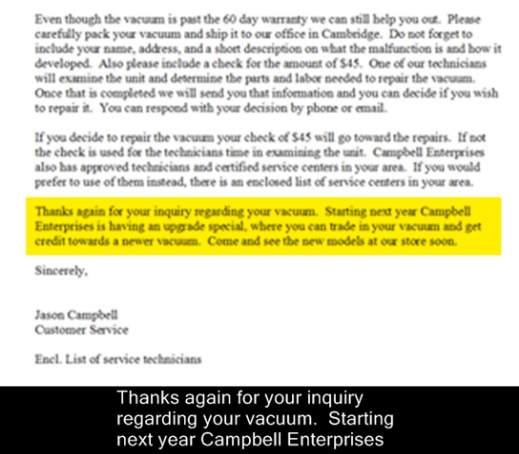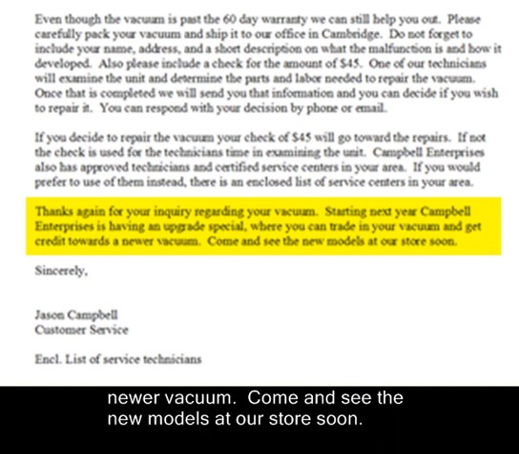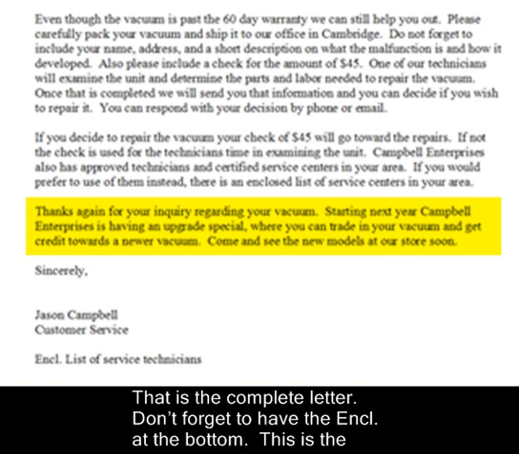Thanks again for your inquiry regarding your vacuum. Starting next year, Campbell Enterprises is having an upgrade special where you can trade in your vacuum and get credit towards a newer vacuum. Come and see the new models in our store soon. That is the complete letter.